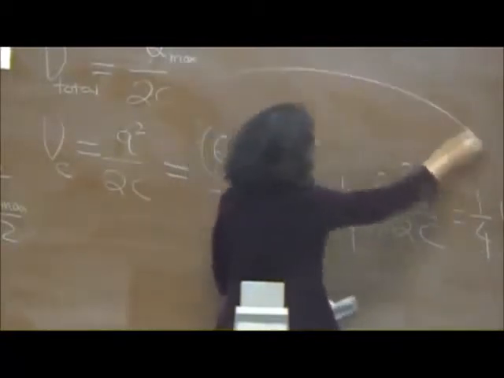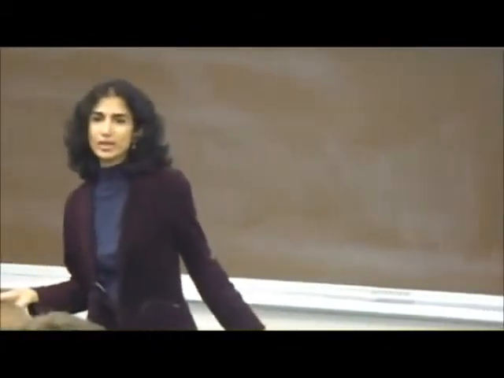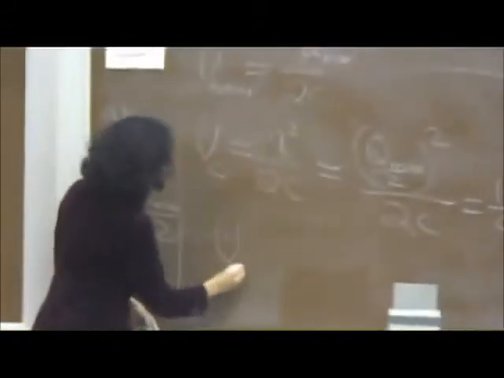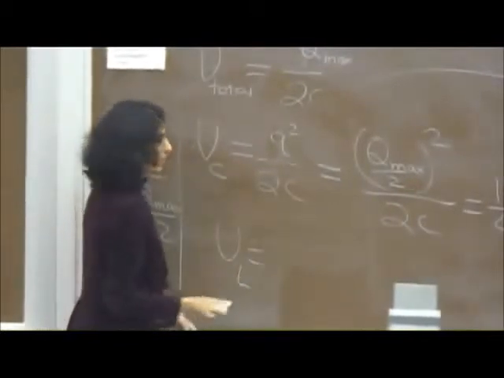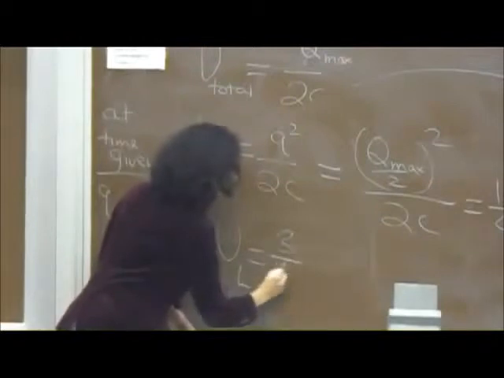Isn't it? So what is it? Is it 1/4 of the total? Isn't it? So do I even need to do the second part, or is it obvious what the other one will be? The inductor will be 3/4 of the total, wouldn't it? Since this is 1/4 of the total, we know already the energy stored in the magnetic field of the inductor will be 3/4 of the total.